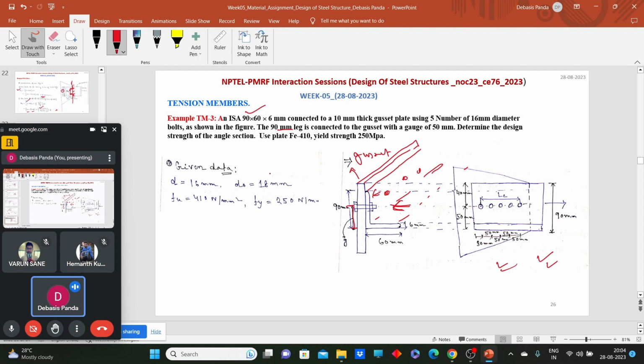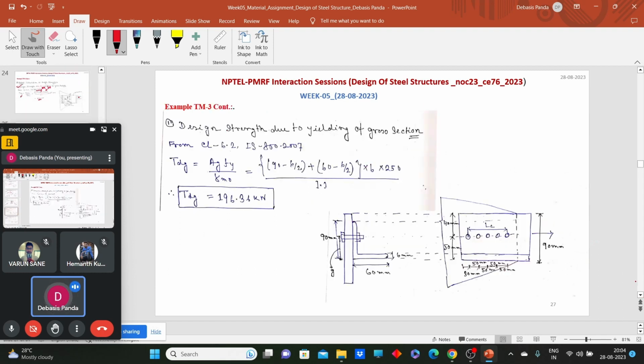So first, what data is given? That I have to connect one ISA 90 by 60 by 6 and the diameter of bolt is given. Diameter of bolt hole we can calculate. The plate strengths are given: ultimate strength of the plate is 410 and the yield strength of the plate is 250. So first we need to calculate the design strength due to yielding of gross cross section. Yielding of gross cross section, clause 6.2 says Ag Fy by gamma m0.